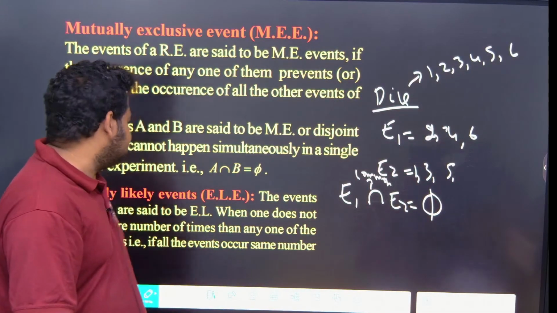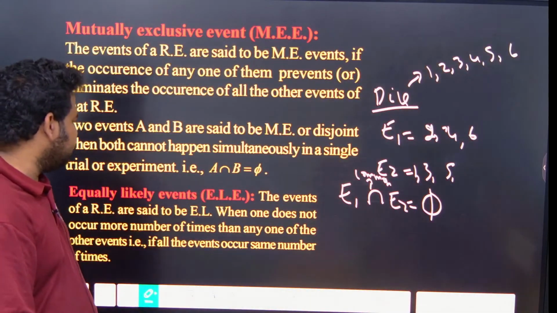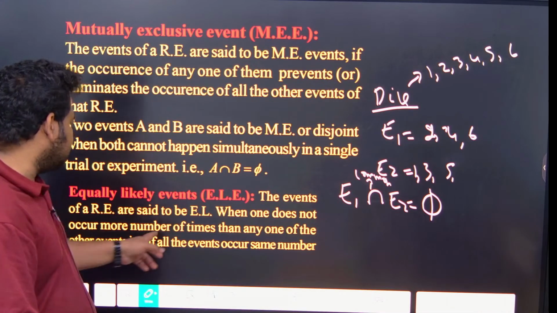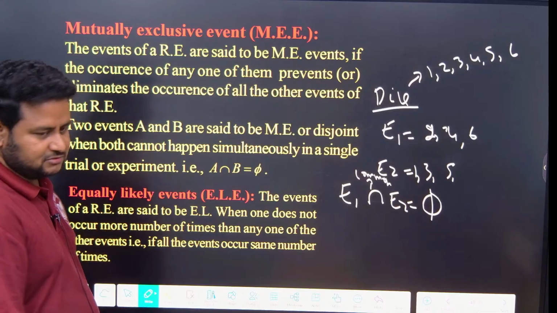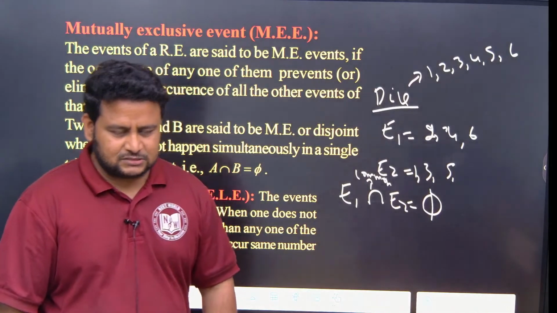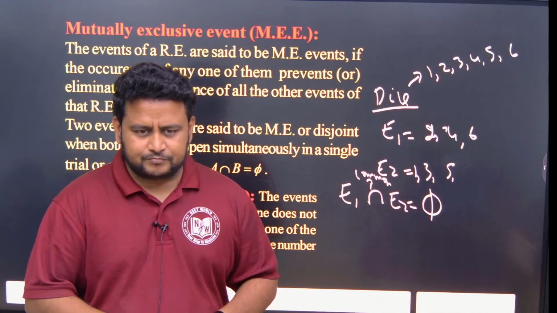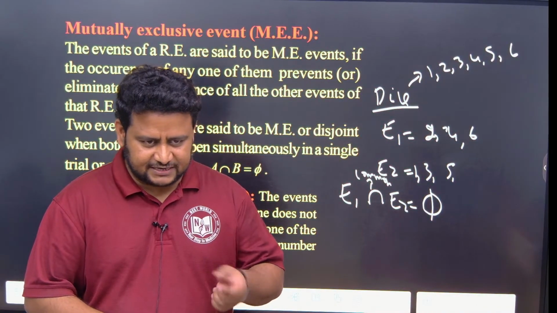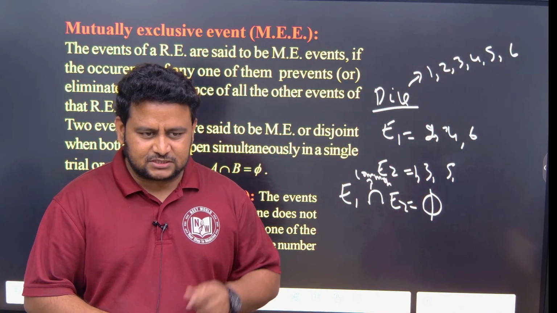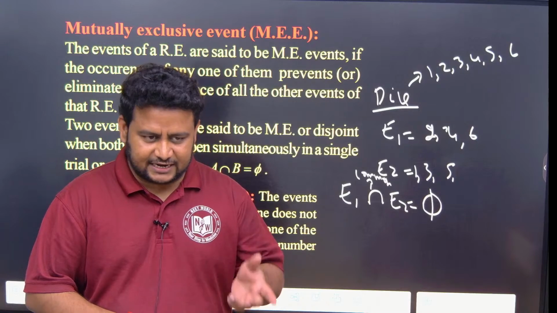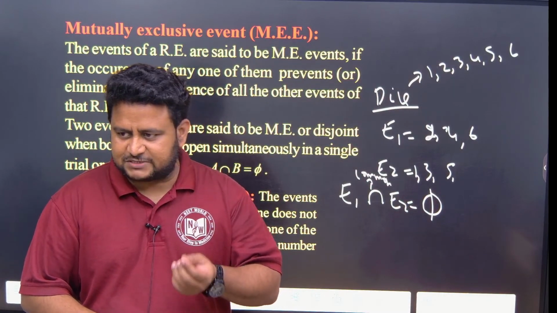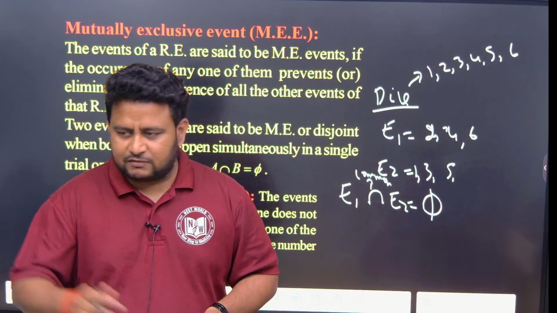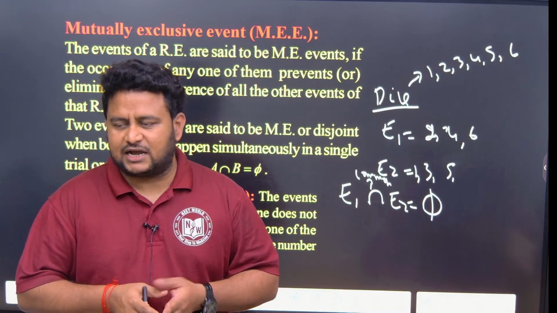Equally likely events. The events are said to be equally likely when one does not occur more number of times than any other event, if all the events occur the same number of times. If I toss a fair coin which has head and tail, there is a chance that I will get head or tail. The total sample space is 2, so 1 by 2 here, 1 by 2 here. That is equally likely events.